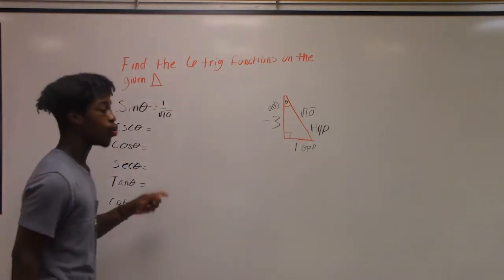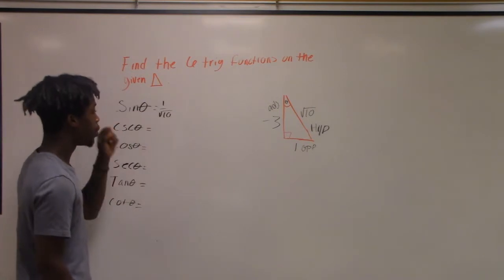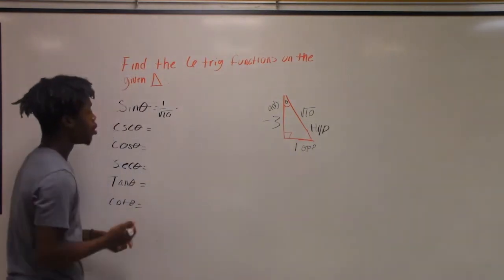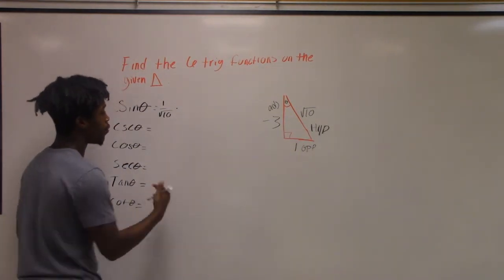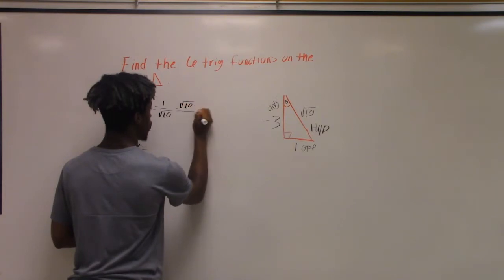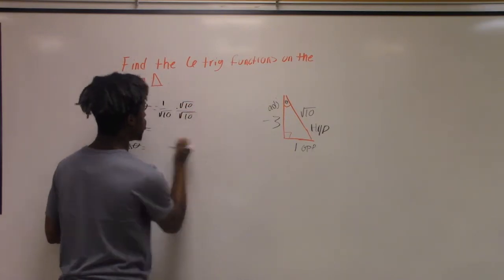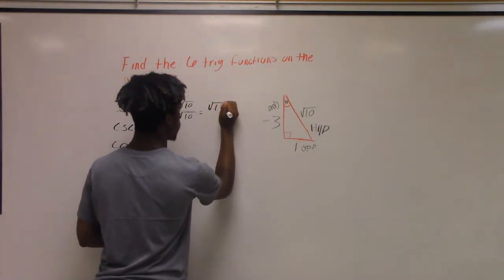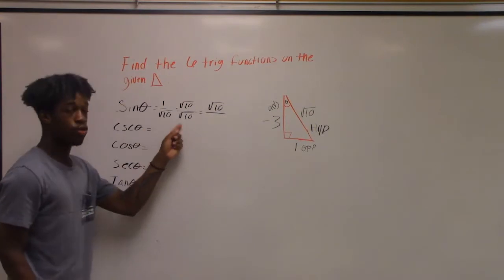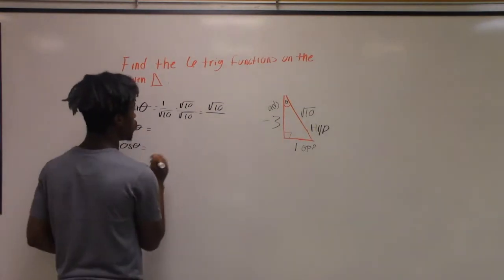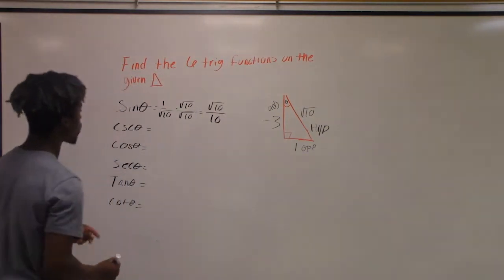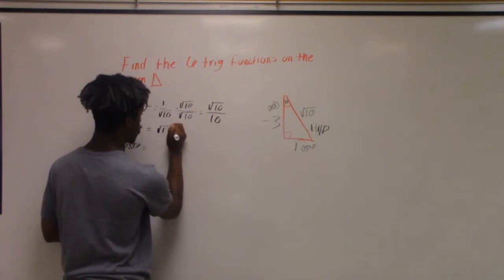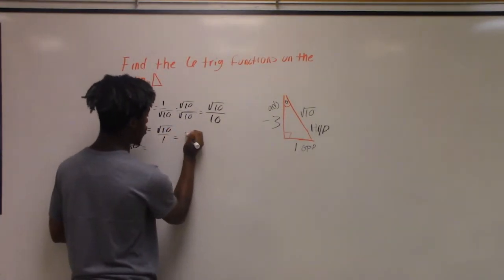If you have a square root on the bottom of a fraction, you have to remove it by multiplying the square root on the top and the bottom of another fraction: the square root of 10 over the square root of 10. The top would equal the square root of 10, and the square root times the square root removes the radical, so it would just be 10. And its reciprocal equals the square root of 10 over 1, which is the same as the square root of 10.